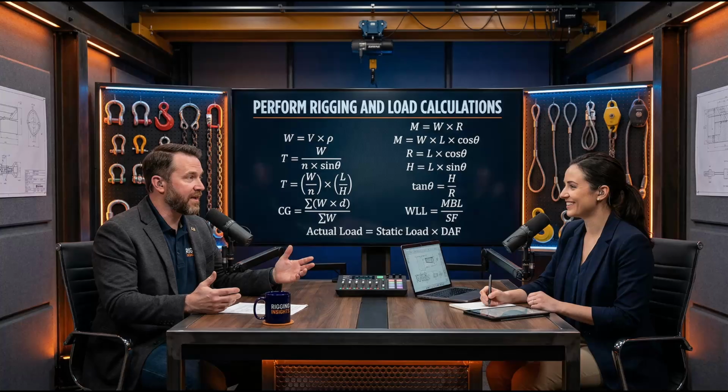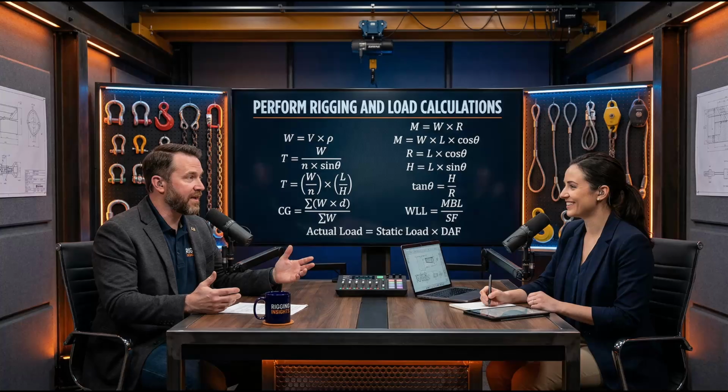Wire rope, which has complex internal friction and hundreds of moving strands, requires a 5-to-1 safety factor. A bigger buffer. Synthetic nylon slings, which are incredibly strong but highly susceptible to being sliced by sharp edges or degraded by ultraviolet sunlight, have a safety factor ranging from 5-to-1 all the way up to 7-to-1. Because they're more vulnerable. Yes.